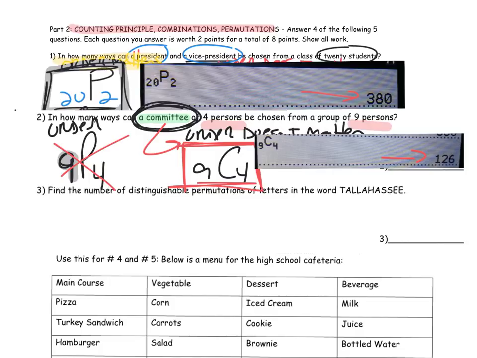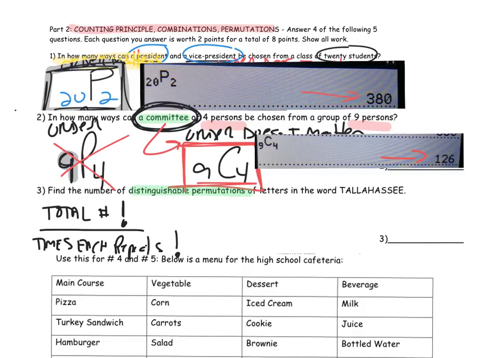Problem 3, find the number of distinguishable permutations. And we had a rule for the number of distinguishable permutations. You take the total number of things you've got going on, factorial, and you're going to divide by the number of times each repeats, factorial.